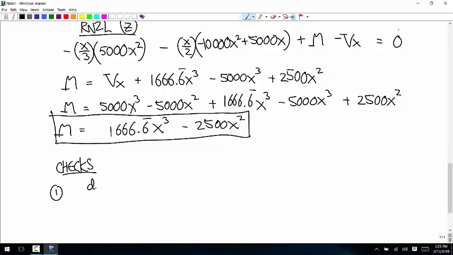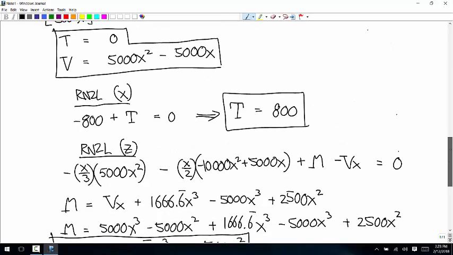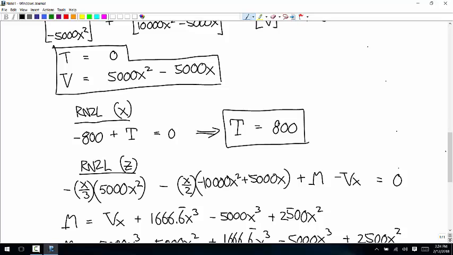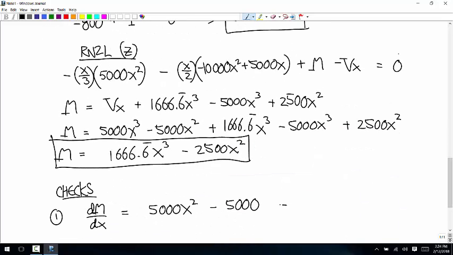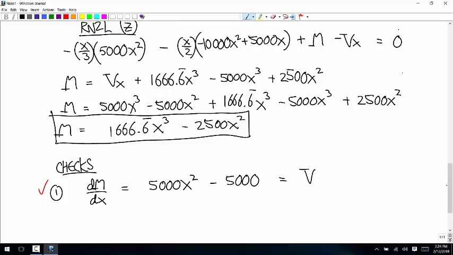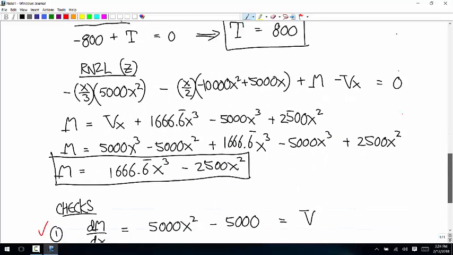So the first one, dM/dx, is equal to positive 5,000x squared minus 5,000. And then compare that to V. dM/dx has to be equal to V, and that works out. So that one's good.